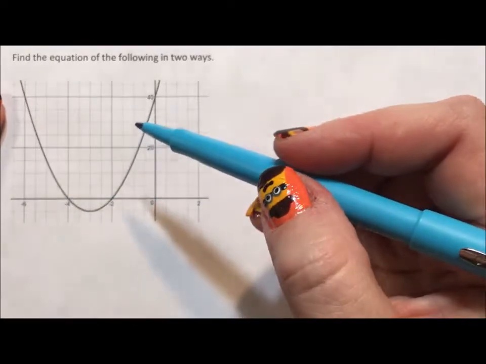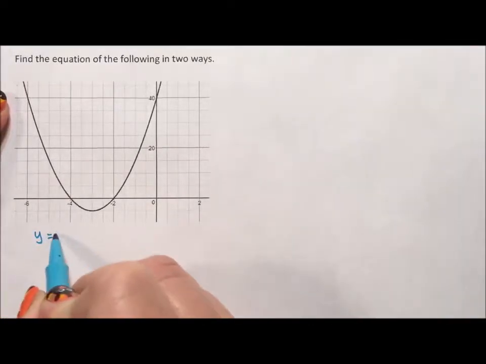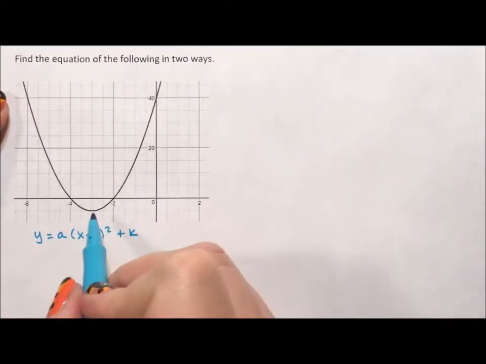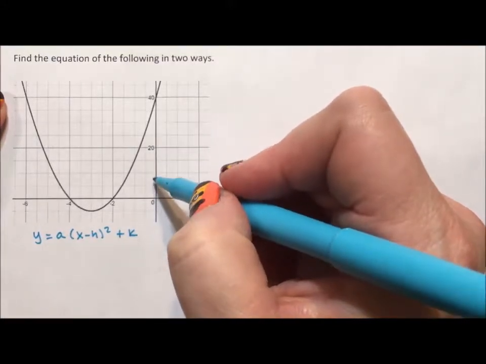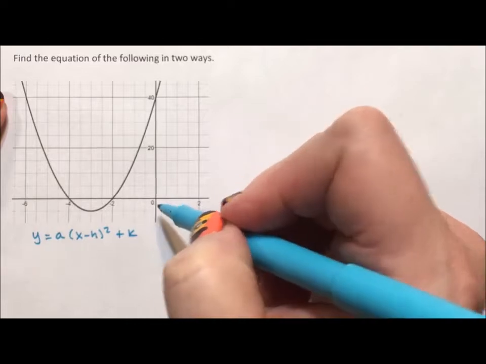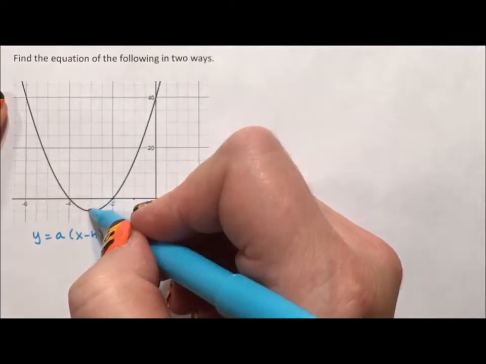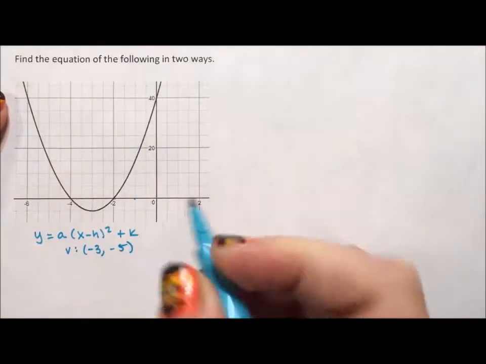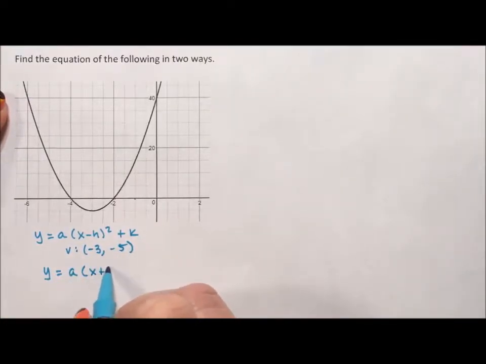All right, the first way I'm going to do this is in vertex form. Vertex form is y equals a, x minus h squared plus k. Well, the vertex, let's see, 1, 2, 3, 4. That means this has a scale of 5. 5, 10, 15, 20, which means this vertex is, let's see, 1, 2, 3 is negative 3, negative 5. So the start of my equation is y equals a, x plus 3 squared minus 5.